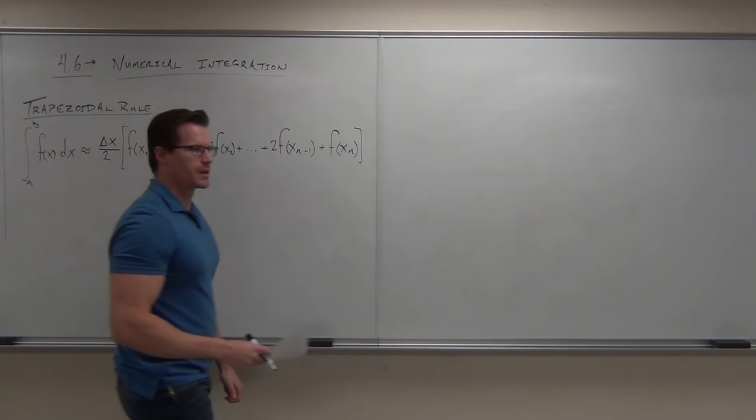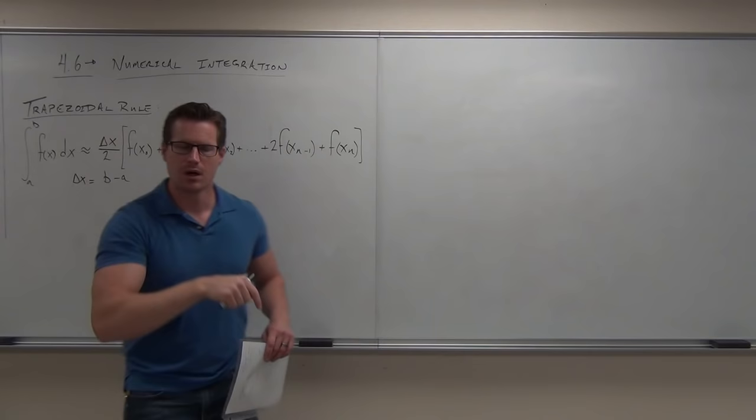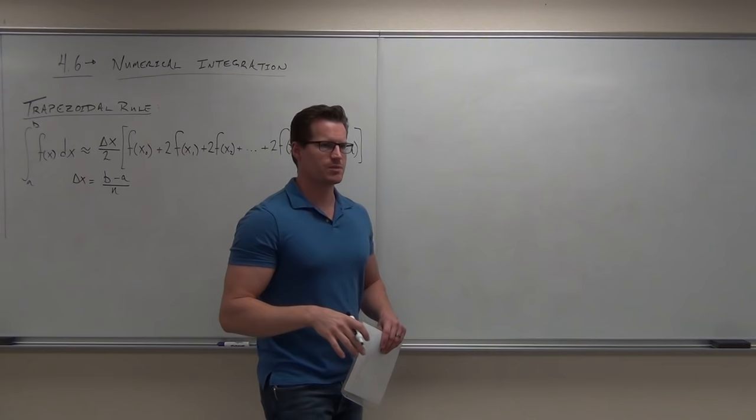Now, I'm going to define a couple of these things for you. Firstly, what delta x is. If you don't remember, it's okay. Delta x is b minus a. Where do I get my b minus a from? Do you know? Yeah, it's just here, b minus a. It's just your interval. So b minus a divided by n. n is going to be given to you. So n is going to be some finite number because we're approximating right now.